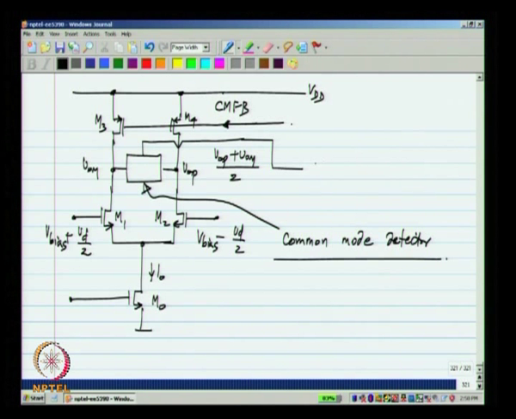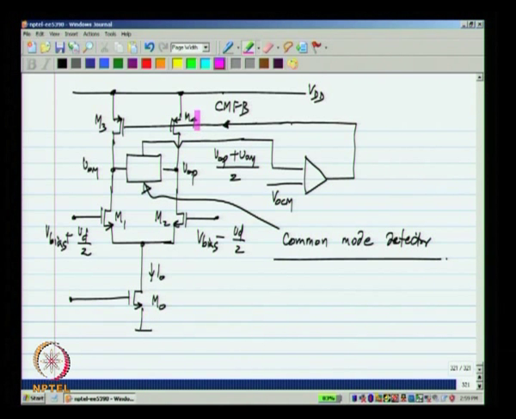Then I have to compare it with the desired output common mode voltage VOCM and feed it back to the gates of M3 and M4 in the right direction. In the right direction means that if the output common mode is too high, what that means is that the current in M3 and M4 is lower than the current from M0.